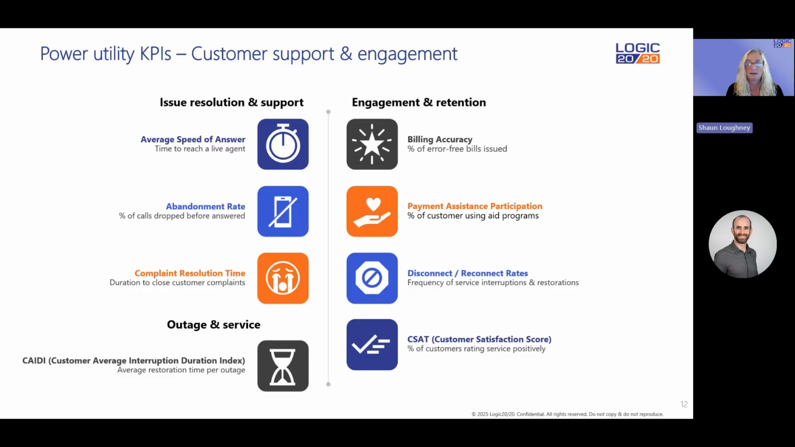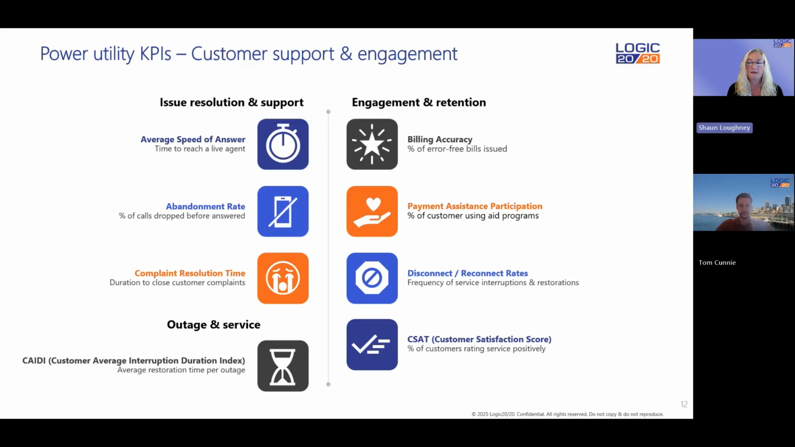Another group of KPIs that may be used is the quality of the customer interactions, not just delivering reliable service, but ensuring customers feel supported and valued. We have issue resolution and support, which tracks how quickly and effectively customer problems are solved. Strong resolution drives trust and satisfaction. Engagement and retention measures how well utilities keep customers informed and connected, reducing churn and building loyalty. We don't want to forget outage and services. This focuses on the response and restoration performance, critical for customer confidence during disruptions.